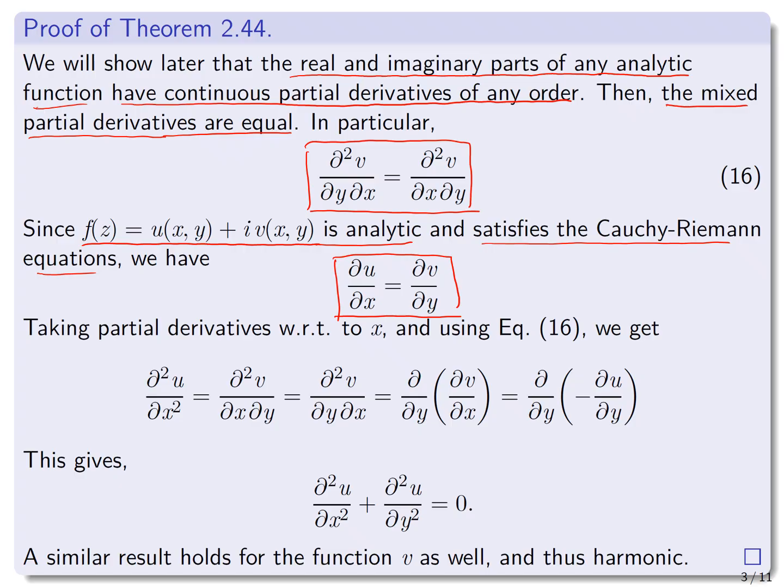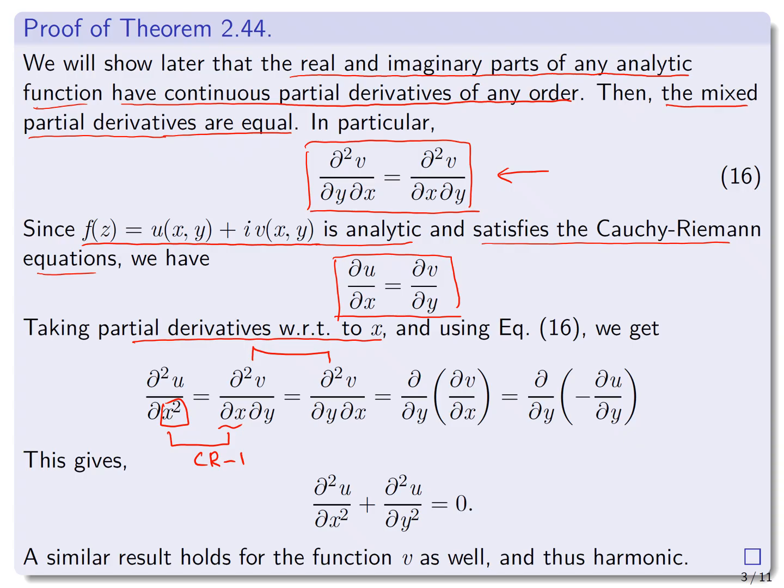Now what we do is take another partial x derivative of that equation. When you do that, you're going to get this one. You take another partial derivative. But now we use the result here. We know that the mixed partial derivatives are equal, so we can switch the order. The first one is coming from the Cauchy-Riemann equation number 1, and the second one is coming from the continuity result.